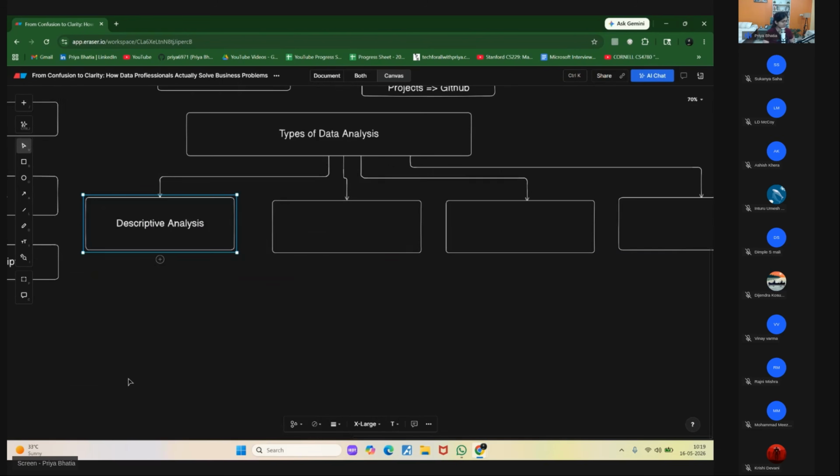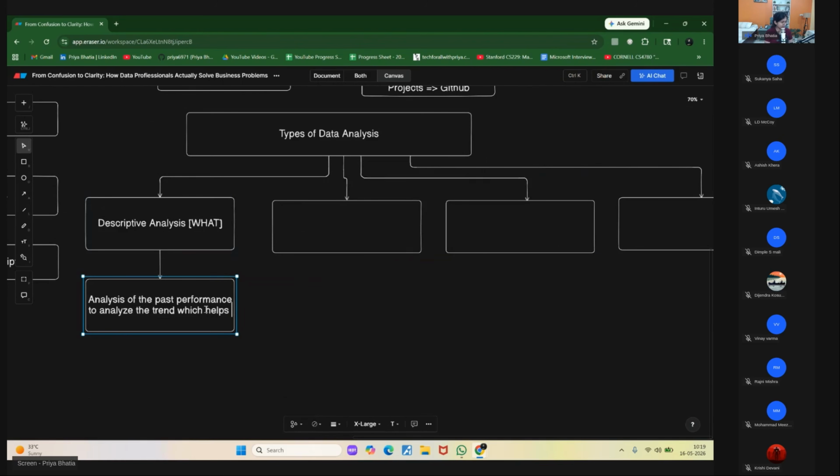What is the meaning of descriptive analysis? Over here, your core focus is to analyze the past performance of the company and to analyze the trend. So descriptive analysis usually works on what exact insights you have gained from the past data. The complete focus will be on analyzing the past performance to analyze the trend, which helps the company to understand any underlying issues.